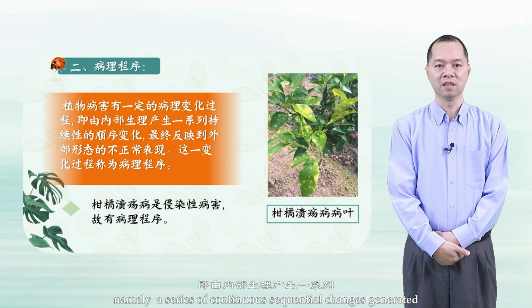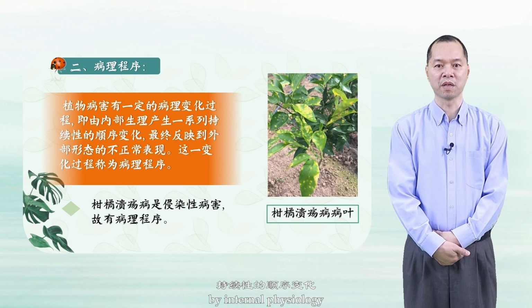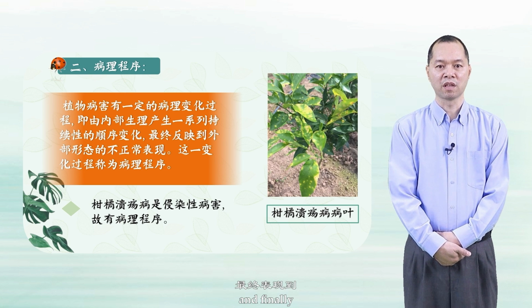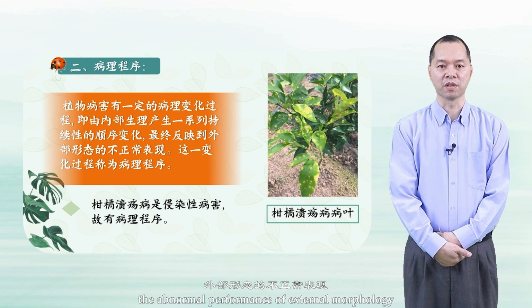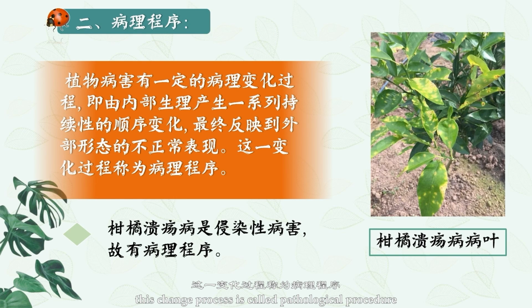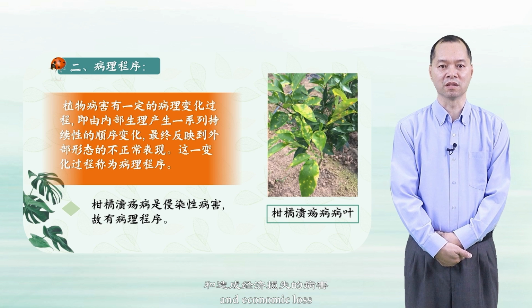The pathological process refers to the occurrence of plant diseases with a certain pathological change process, namely a series of continuous sequential changes generated by internal physiology, and finally, the abnormal performance of external morphology. This change process is called pathological procedure. Strictly speaking, the disease with pathogen infection, pathological procedure, and economic loss is the real plant disease.